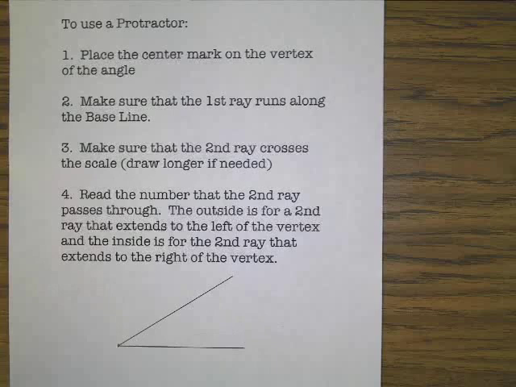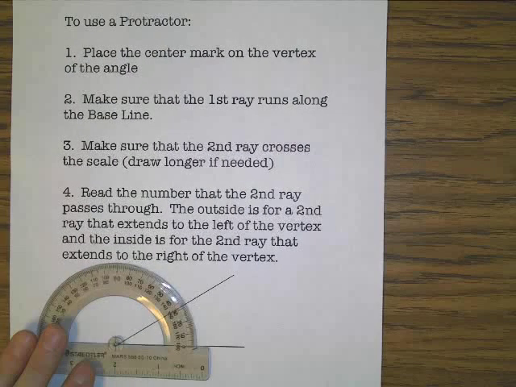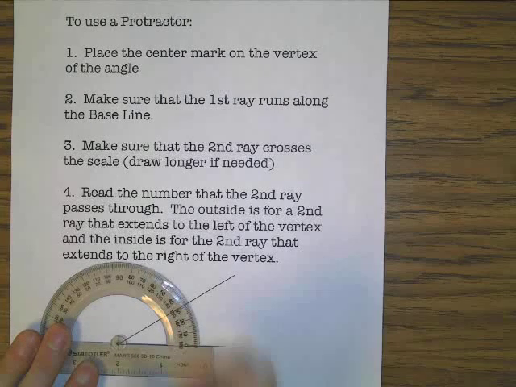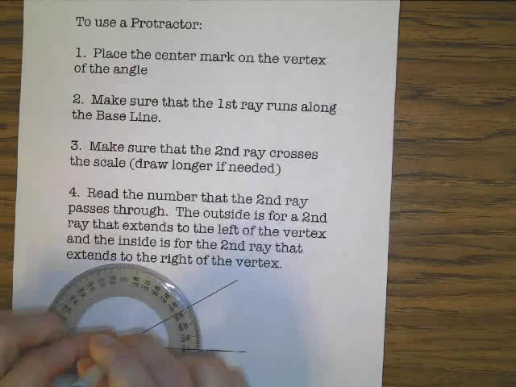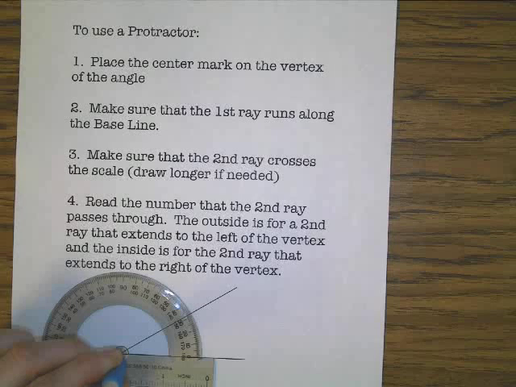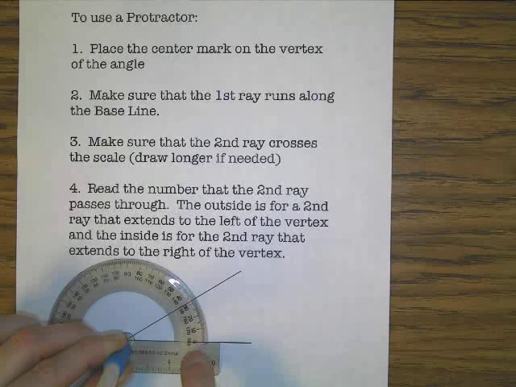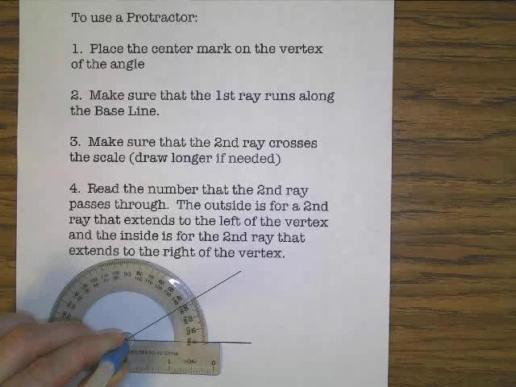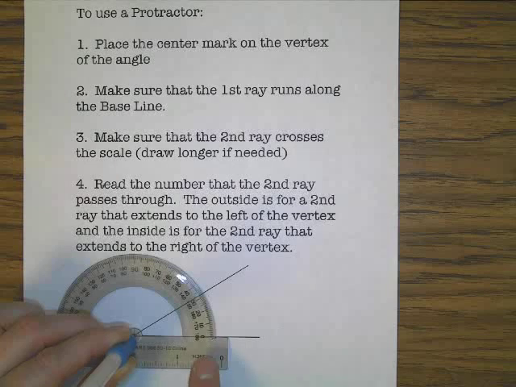So I'm going to place the center of my protractor on the vertex. The really cool thing is most of the time it has a little hole, and if you have your pencil, you can put your pencil on the vertex to hold it there. Then you're going to make sure the first ray runs along the baseline. That would mean it hits at 0. This is kind of hard to see, but hopefully you're understanding. So does everyone see how it's hitting at 0 there?